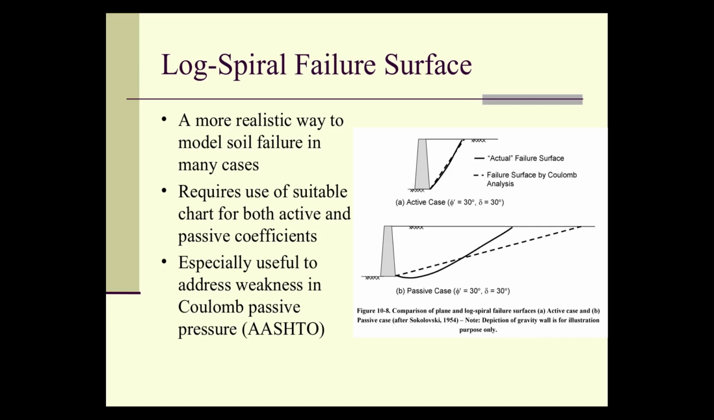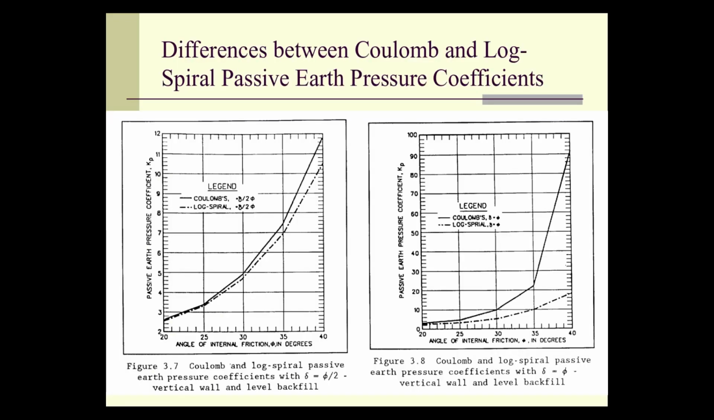The drawback to using log spiral failure is that, and I'm always one trying to dig to find numerical solutions, I have not found one yet. For the moment, we'll have to use charts for this. It is especially useful to address the weakness, and let's see, I'll show you that weakness.